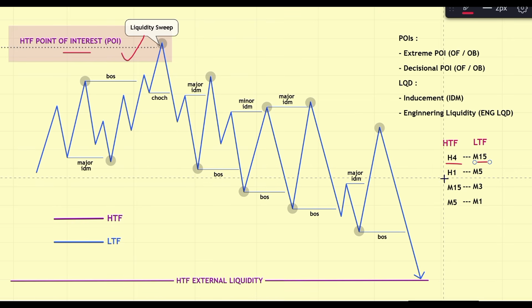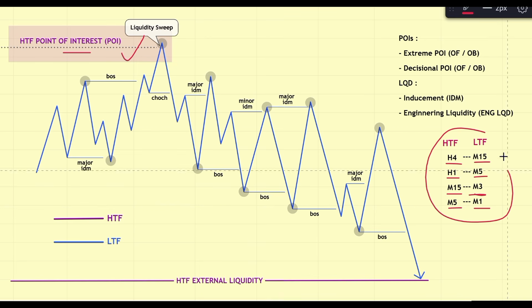And if you're using the H1, the 1-hour time frame, then you will be using the M5 as your lower time frame as well as your entry time frame. If you're using the M15, you will be using the 3-minute time frame as your entry time frame. And finally for the scalpers, if you're using the M5 as your higher time frame, then the M1 will be your entry time frame. So this is the multi-time frame selection, and it's very important to have this.